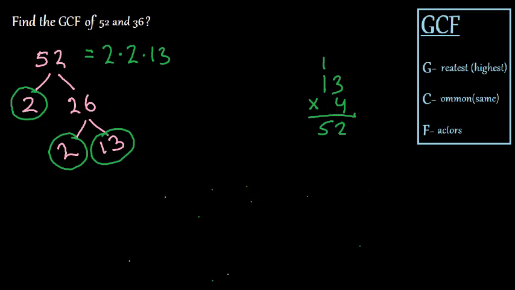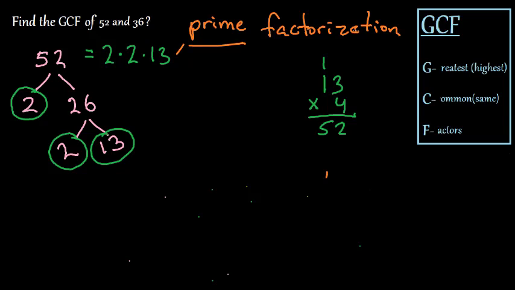So that's why we call it prime factorization, because we're using prime numbers, and these are the factors of 52. So now that we know the factors of 52, we're going to do the same thing using a prime tree with 36. So I'm just going to draw a really big line here.